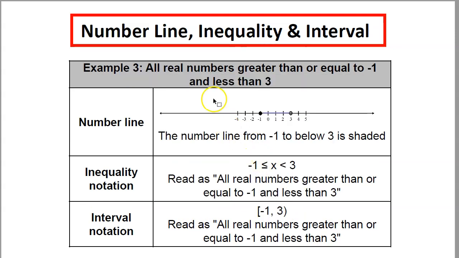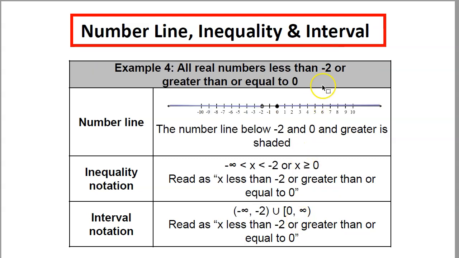For example 3, all real numbers greater than or equal to -1 and less than 3, we are including -1. So on the number line, -1 is a solid circle. We are not including 3. That's an open circle around 3, and then the number line is shaded between them. The inequality notation is -1 is less than or equal to x is less than 3, and the interval notation is a square closed bracket, -1 to 3 with an open bracket.